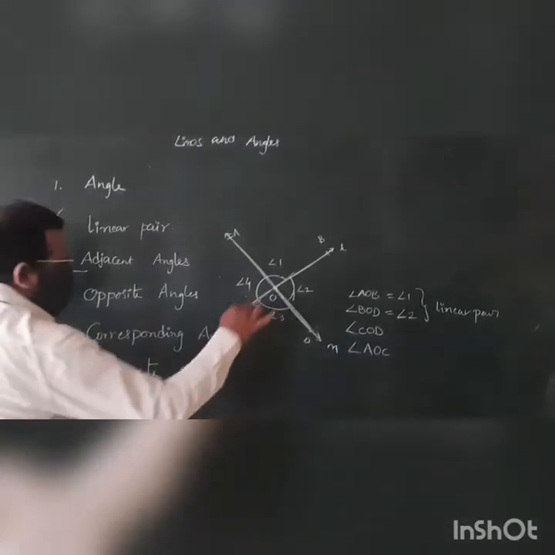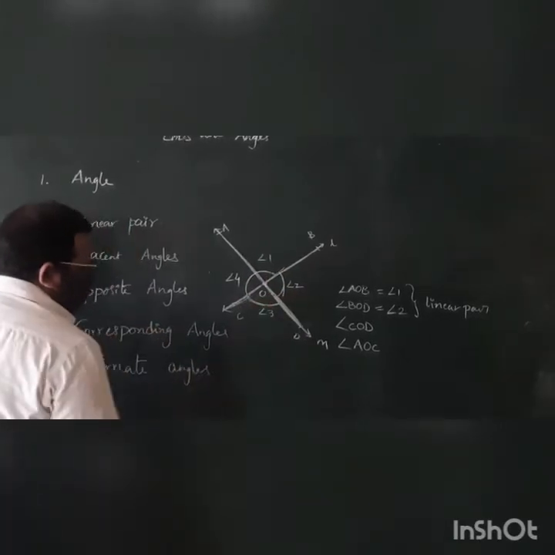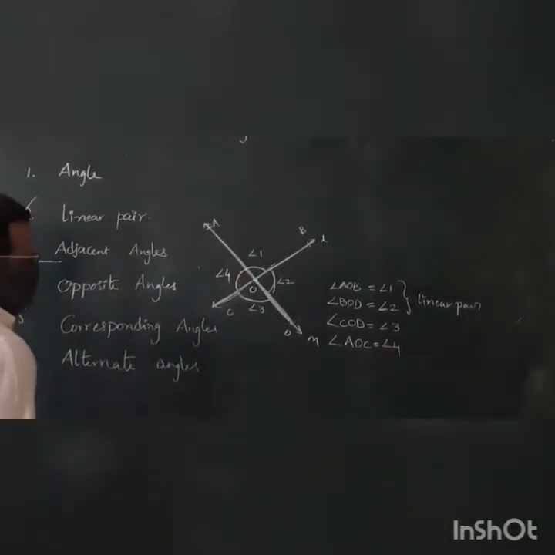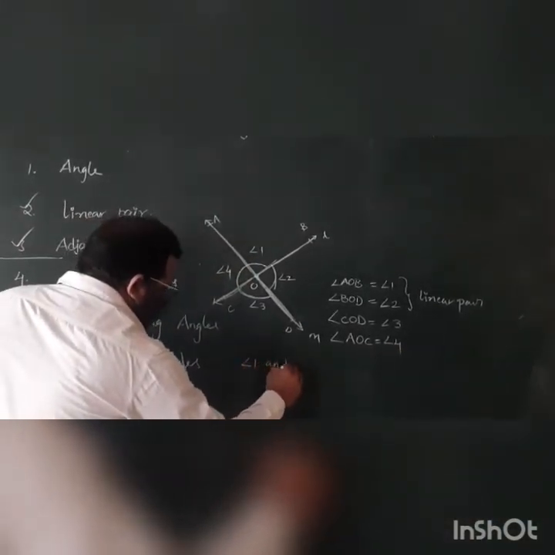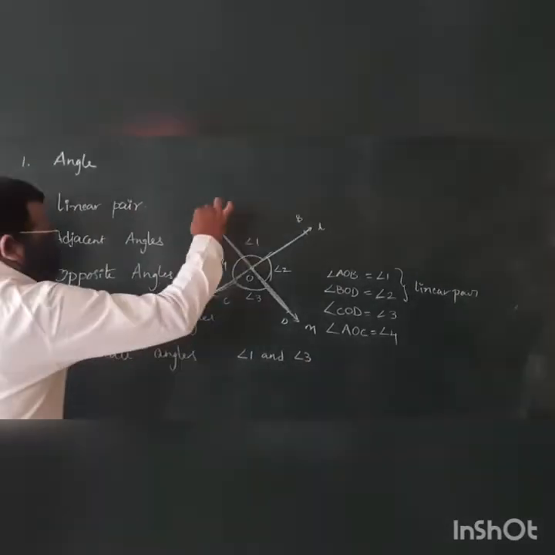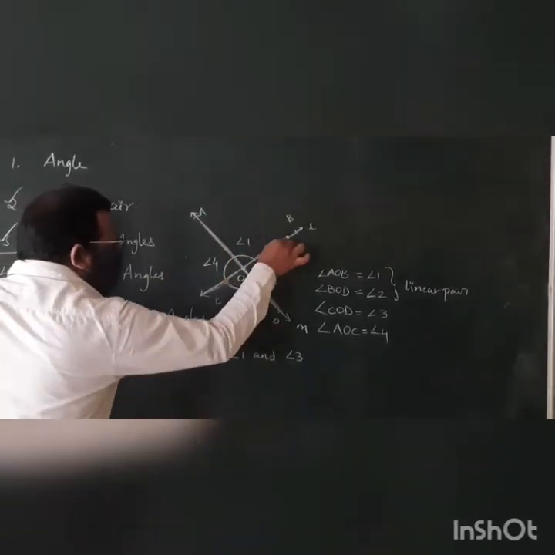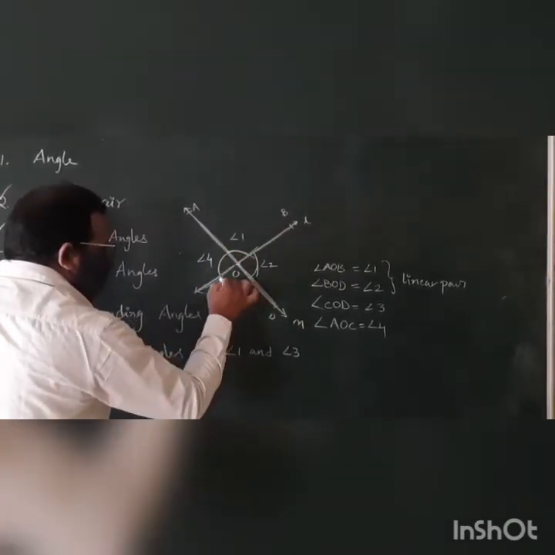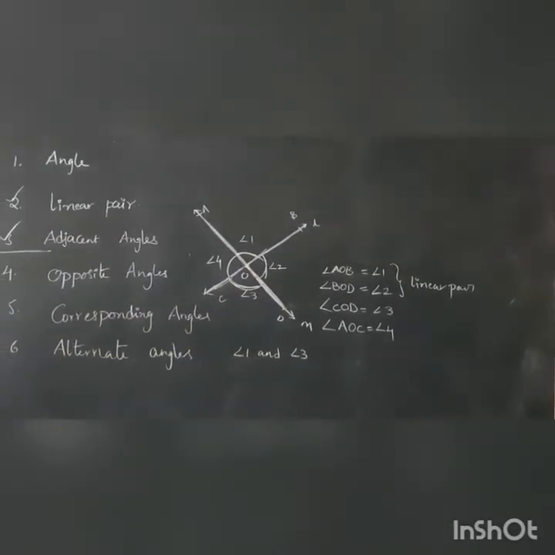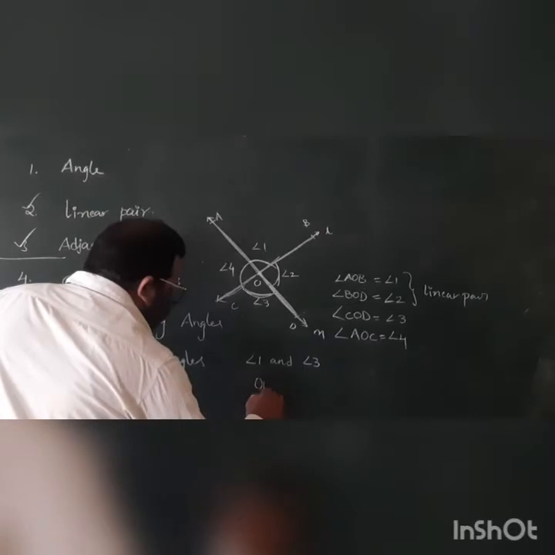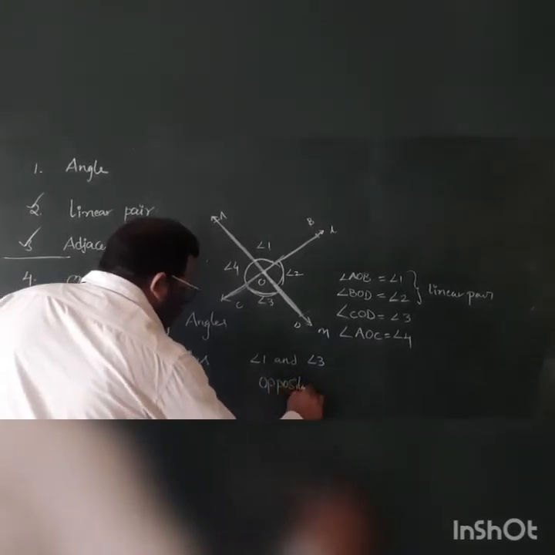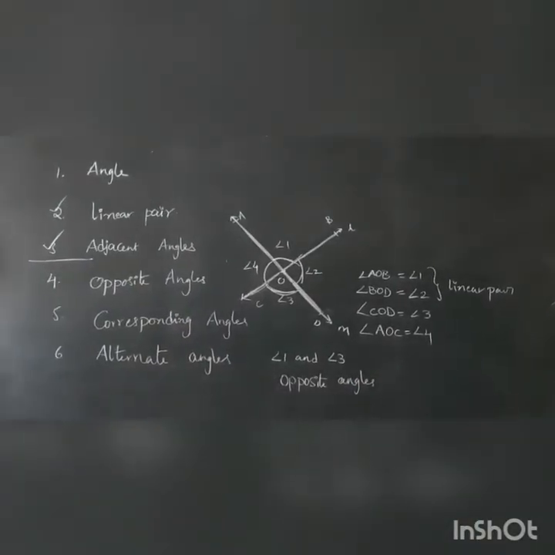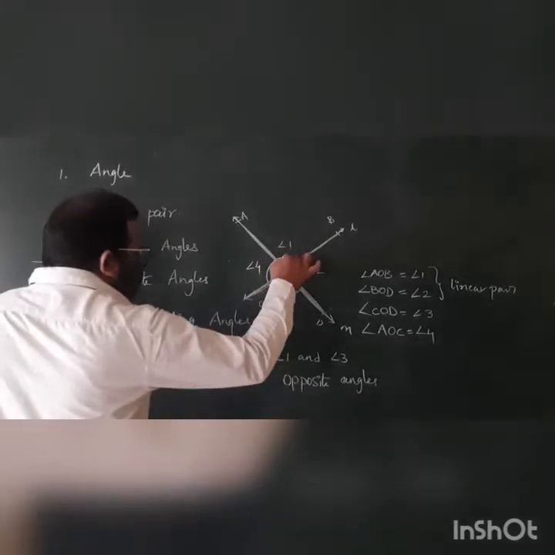Okay. Now what do we say about angle 1 and angle 3? If you clearly observe this, angle AOB and COD are opposite to each other. Angle 1 is opposite to angle 3. So these two are called opposite angles. Angle 1 and angle 3 are called opposite angles, and remember that these two angles are always equal.